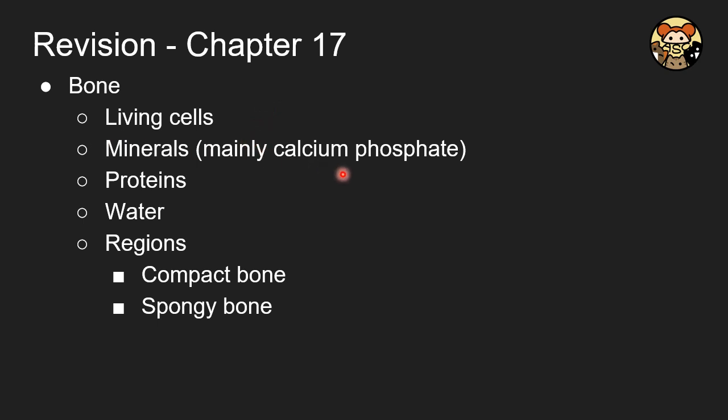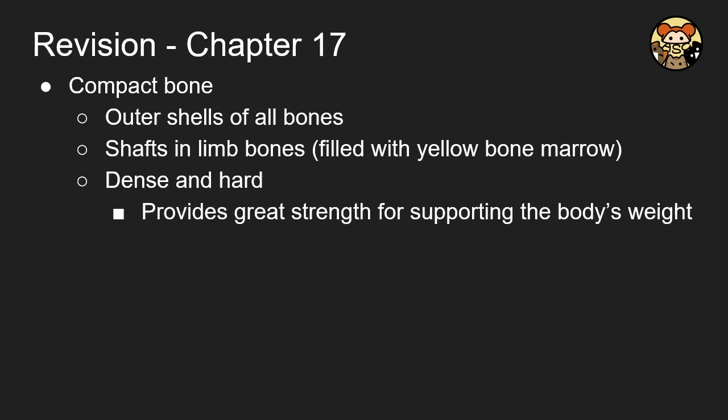It contains many minerals, mainly calcium phosphate, and it also contains protein, water, and other materials. There are generally two regions in it: the compact bone and the spongy bone. The compact bone is the outer layer of your bones, and it is dense and hard to provide the maximum strength and support for your body weight.